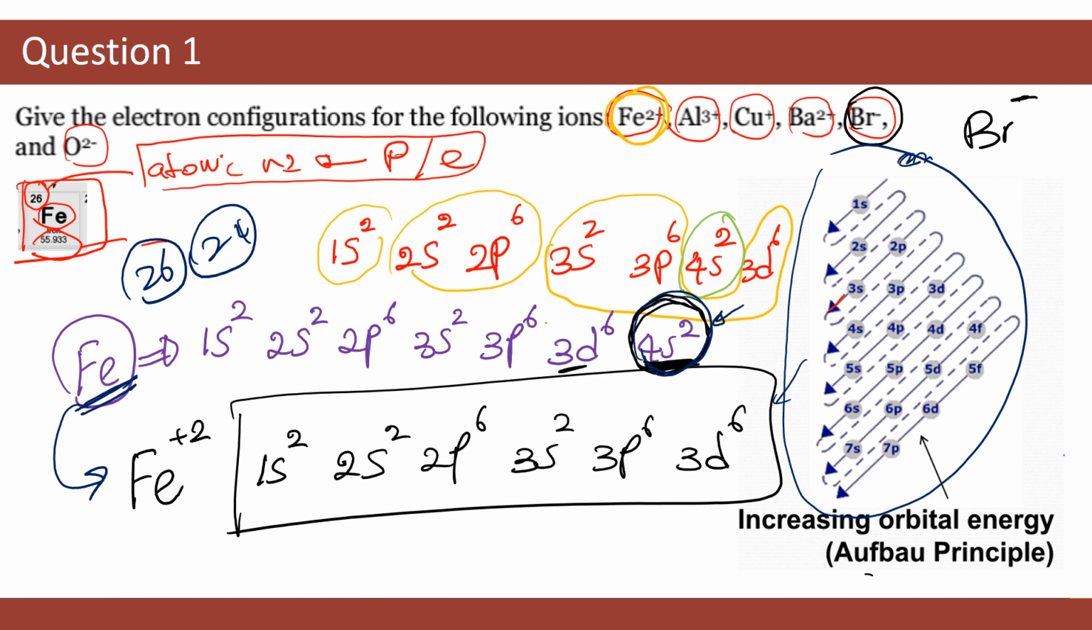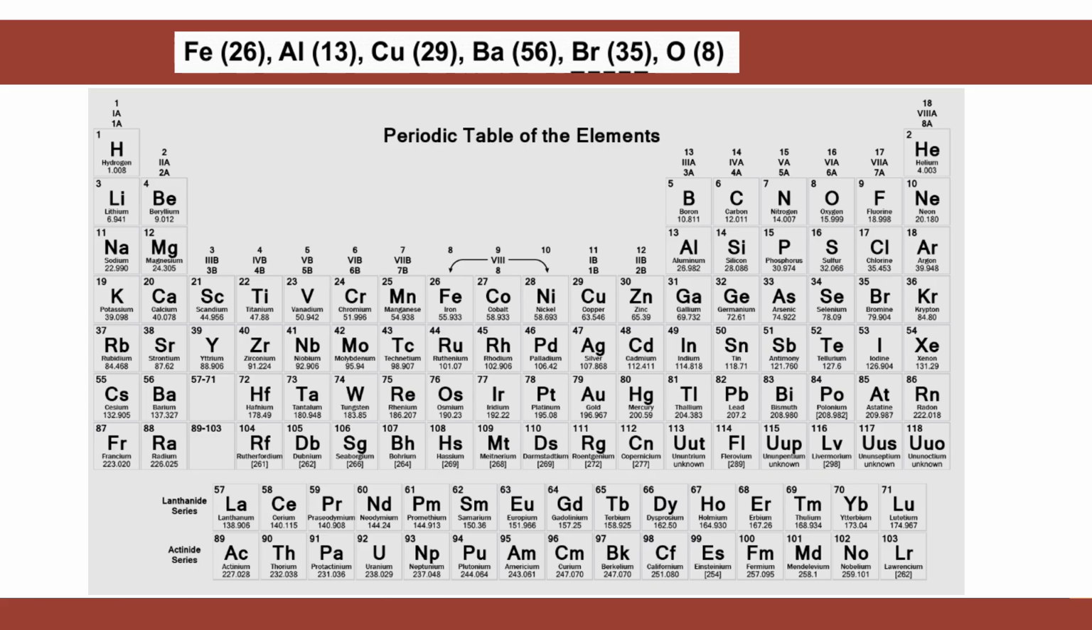Okay, so I'm moving to the periodic table. Here you can see the periodic table, and by looking at the number at the top of the element, Fe has 26, aluminium 13, copper 29, barium 56, boron 35, oxygen 8. Just write these ones. Later on we can make the ion. Just write the electron configurations for aluminium, copper, barium, boron and oxygen. Just for the atom, not for the ion. Later on we'll work for the ion.